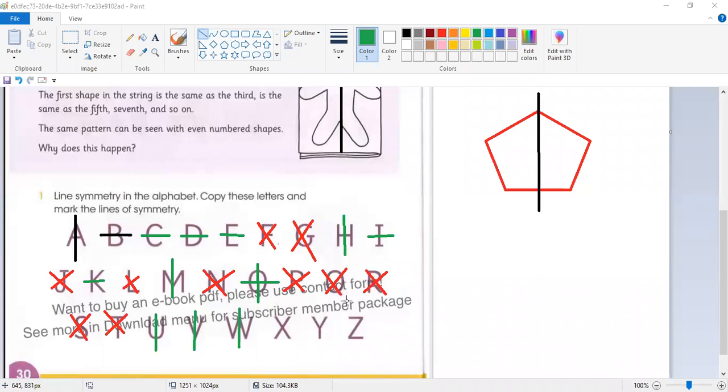Let's go to X. Is X a symmetry? Yes, X is a symmetry in both ways. If you cut X vertically or horizontally, in both cases it is symmetry. Y is also a symmetry. Z is not a symmetry. Figure Z is not a symmetry at all.